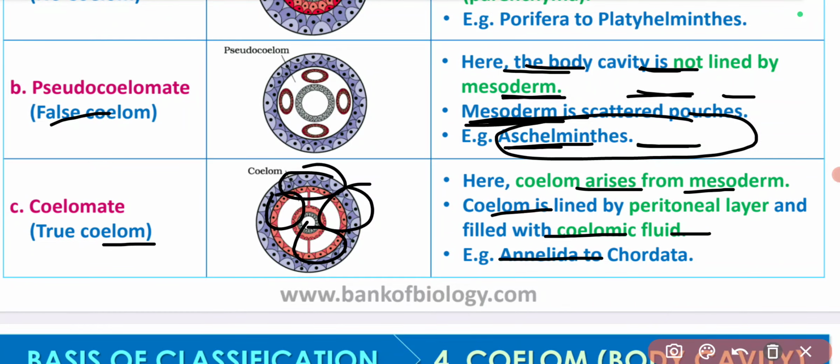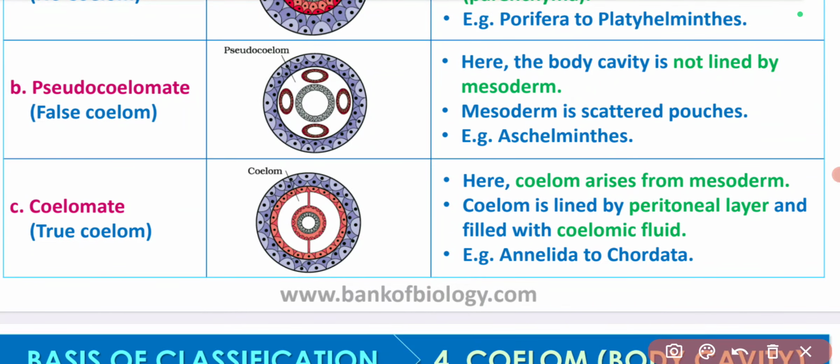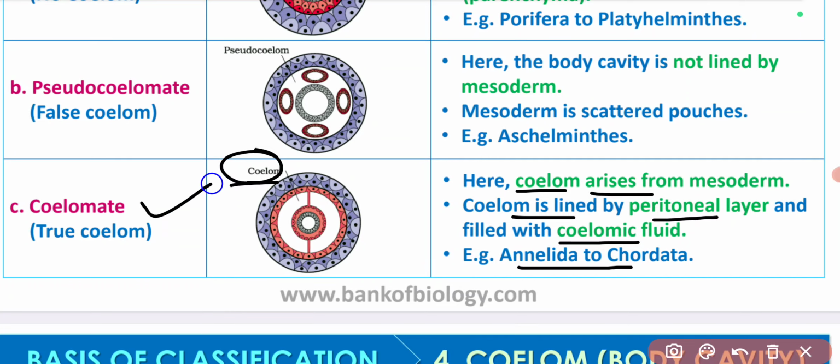Coelomate, or true coelom. Here the coelom arises from mesoderm. The coelom is lined by a peritoneal layer and filled with coelomic fluid. Examples are Annelida to Chordata. They are called true coelom or coelomate animals.